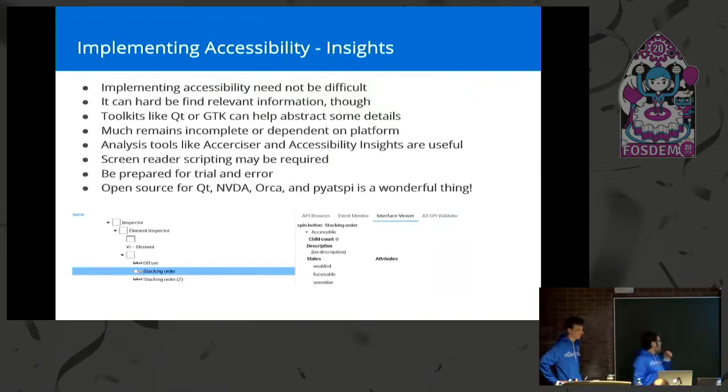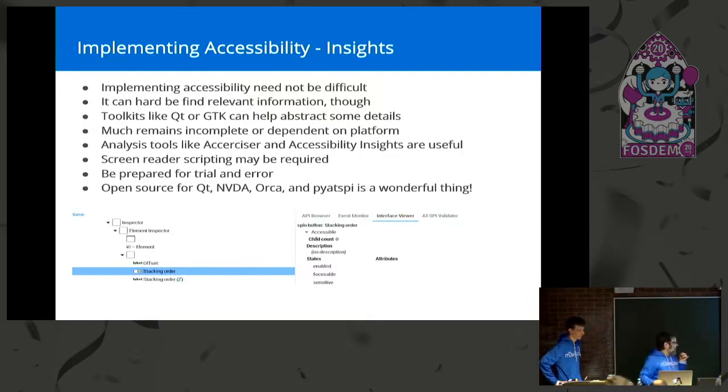So the bottom line here is that implementing accessibility, we're not talking a ton of code. There's nothing about it that's hard except wrapping your brain around what needs to be done. It can be hard to find the information. The toolkits are great. They provide some information, but there's still a lot of platform dependencies in here. So you just have to be prepared for some trial and error.